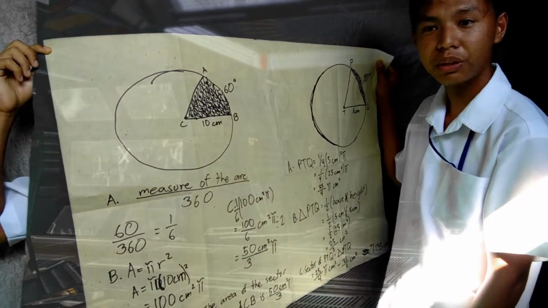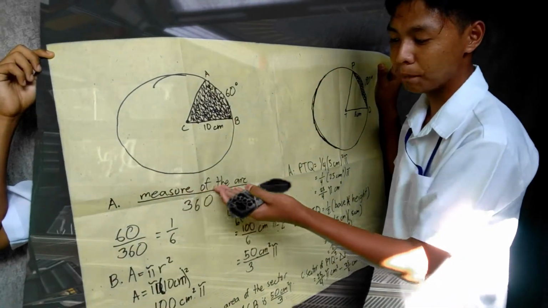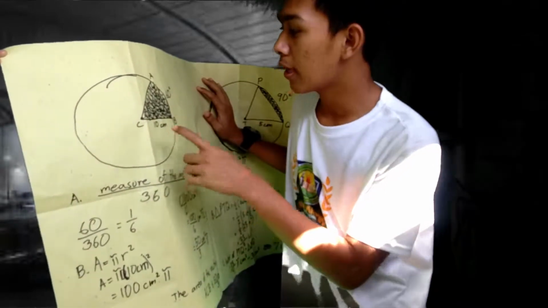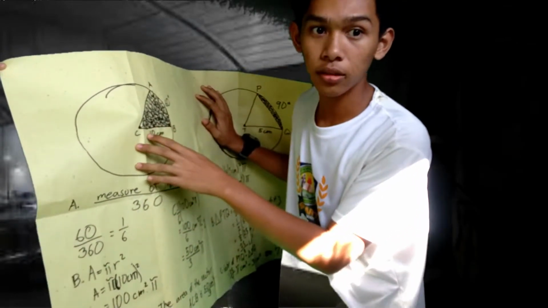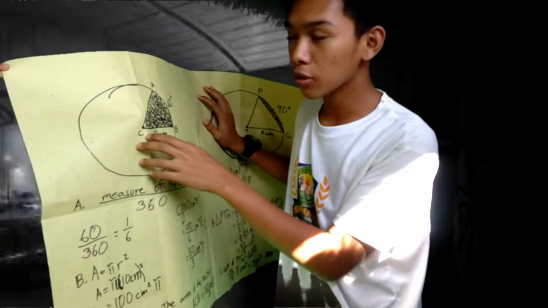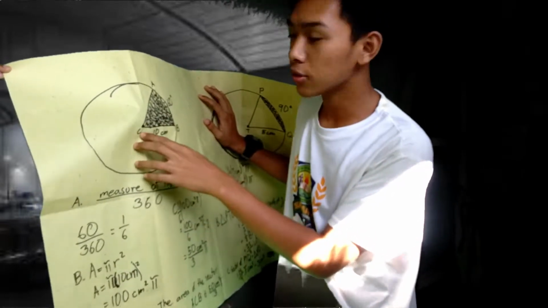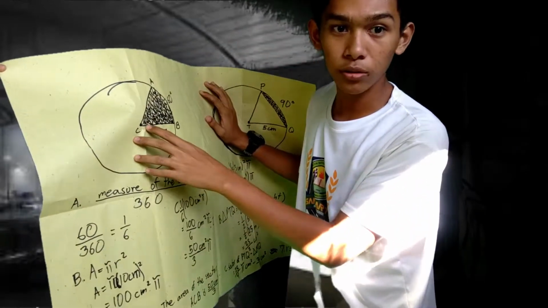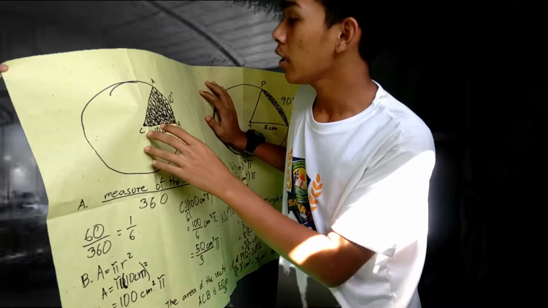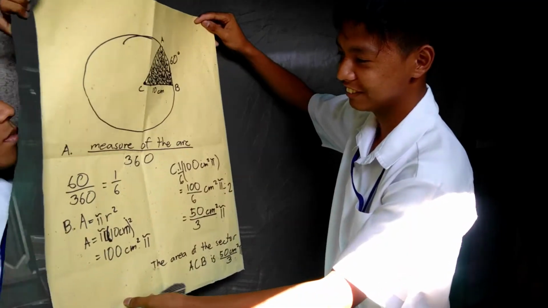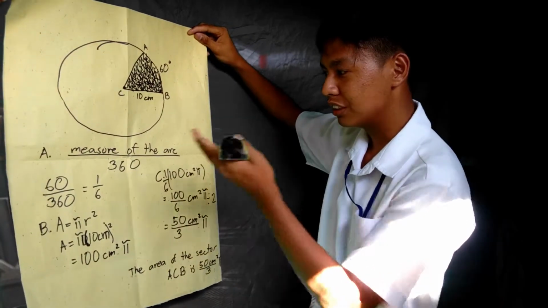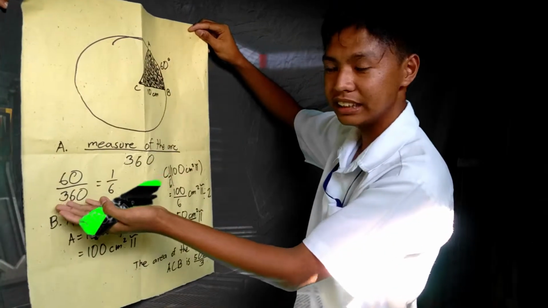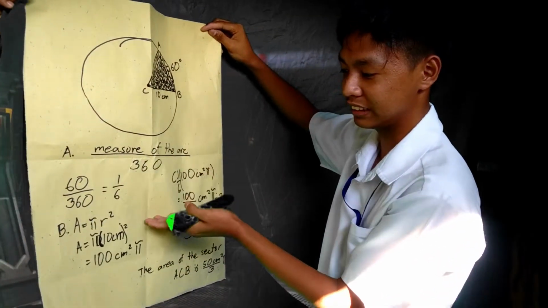To get the area of the sector, we need to get the ratio of the measure of the arc divided by 360. On this figure, the shaded part is the sector of a circle. The radius of circle C is 10 cm and the measure of arc AB is equal to 60 degrees. What is the area of sector ACB? To get the ratio, we need to substitute the measure of the arc, 60 degrees. So 60 divided by 360 equals 1/6.